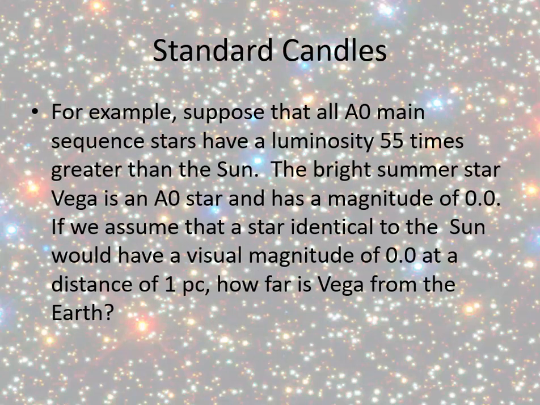So let's consider an example. Let's pretend that the brightest A-type stars, which we call A0 stars, have a luminosity of 55 times greater than the Sun. Well, we know that Vega is an A0 star. That goes on that OBAFGKM scale that we talked about when talking about stars and the types of stars that are potentially good places to look for extrasolar planets that might have life.